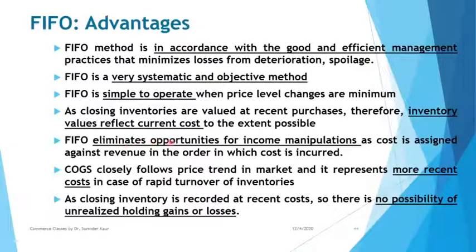Now, this method eliminates opportunities for income manipulation. That is very right, because the system does not give you freedom to charge the cost as per your own requirement. The system requires you to charge the cost according to first in first out approach. So cost is assigned in the order in which the cost is incurred. So you cannot manipulate the records. Now the system follows price trends. Obviously, if the price is increasing, every initial lot being sold will be highly priced. So finally, there is no possibility of unrealized holding gains or losses.